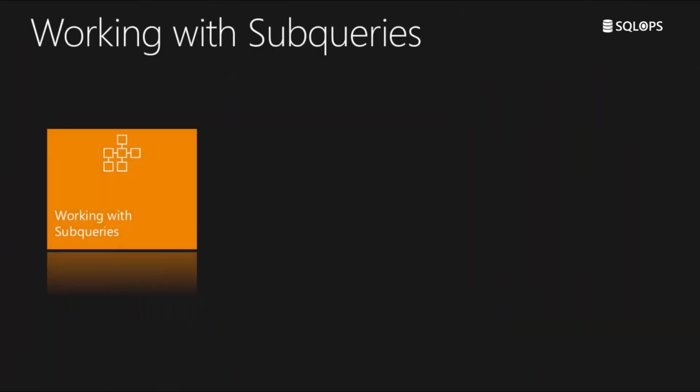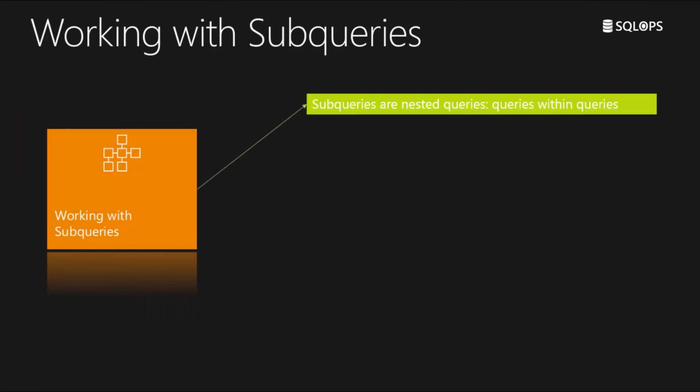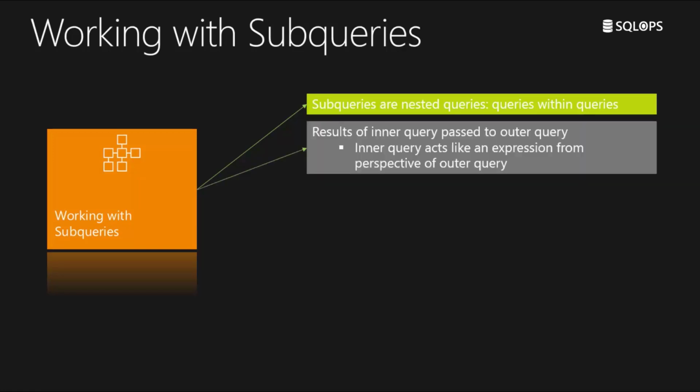A subquery, like we discussed before, is a select statement nested or embedded within another query. The nested query, which is a subquery, is the inner query. The query that contains the nested query is the outer query. The purpose of a subquery is to return results to the outer query. The form of the results will determine whether the subquery is a scalar or a multi-valued subquery. The inner query acts like an expression from the perspective of the outer query.